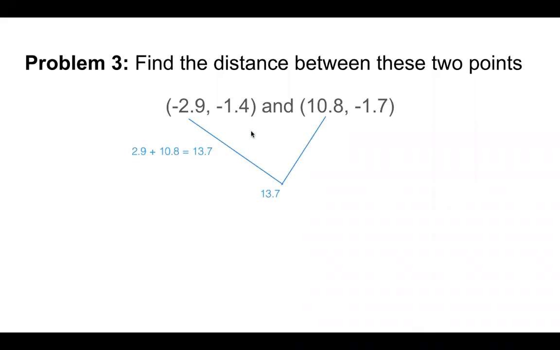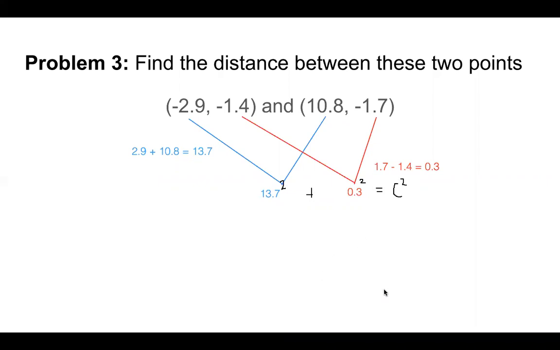Now I will do the same thing over here. This time I can see that they're both negative. Whenever they're both the same thing, we subtract. 1.7 minus 1.4 equals 0.3. Time for Pythagorean theorem. 13.7 squared plus 0.3 squared equals c squared.